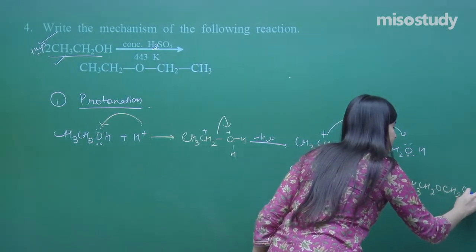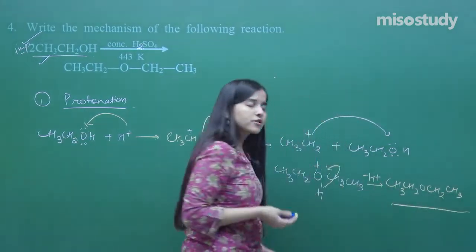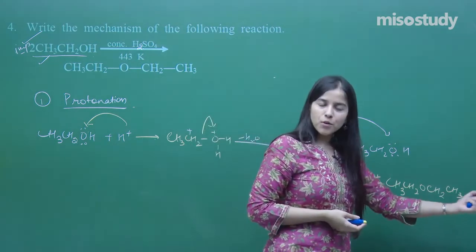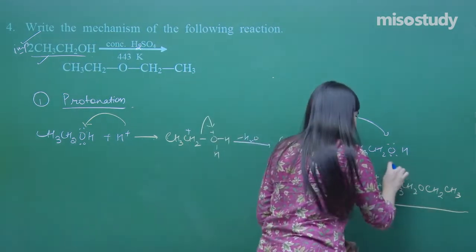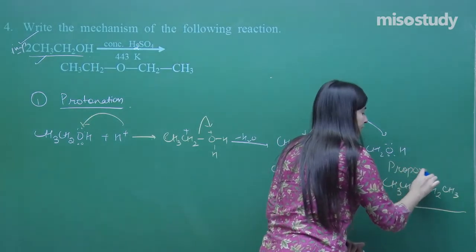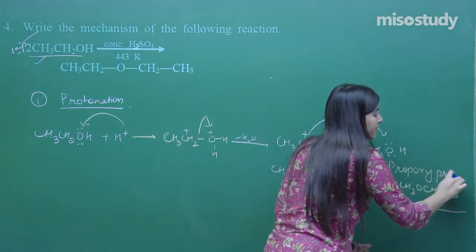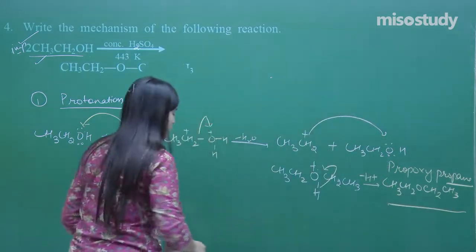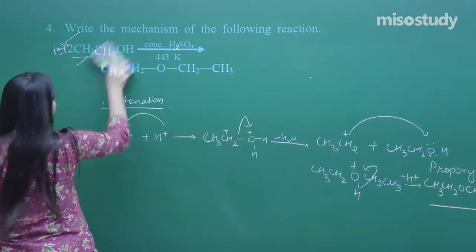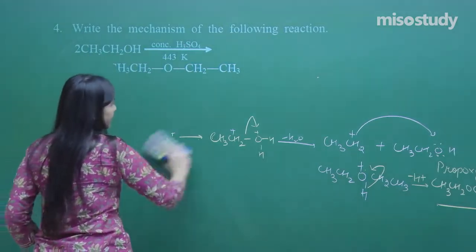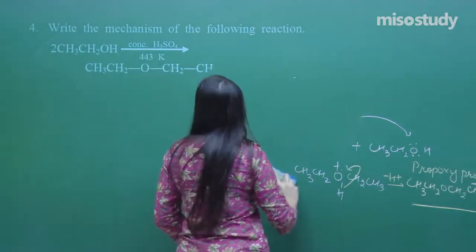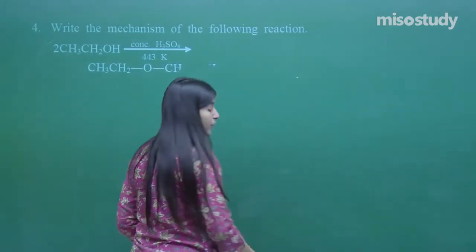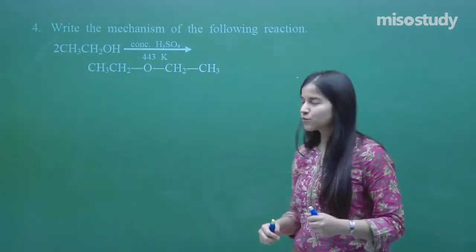And what is the name for this ether? Propoxypropane, yes? There is no bigger or smaller group, both of them are identical. Propoxypropane, clear? Very much? So I hope everybody has got it, and since it contains 2 steps, you will finally be getting 2 marks for it if you have written it very correctly, right? Let's move on now.